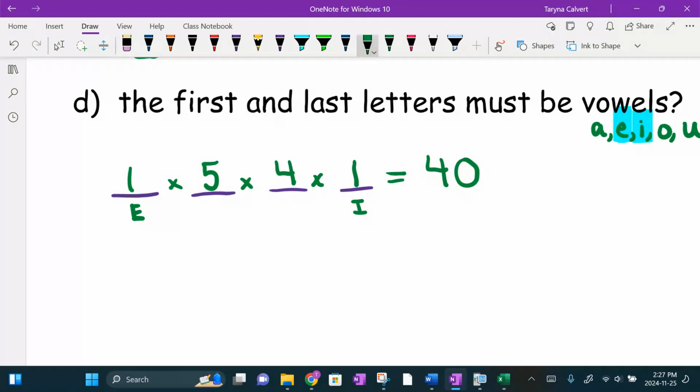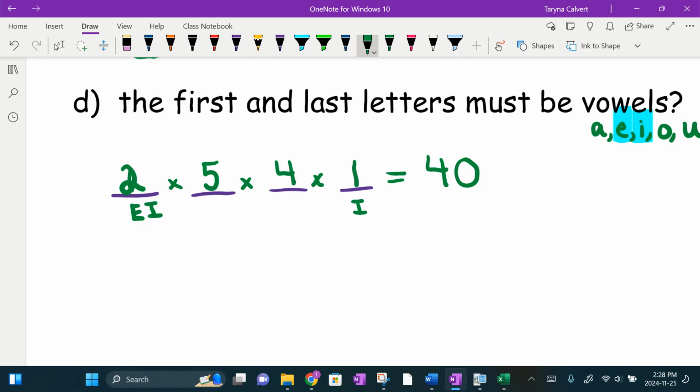But since I did the first one is an E or an I, does it take care of both? Yes. So here I don't have to do 2 cases because I'm saying the first can be an E or an I. So it takes care of both. If it's an E, the last one's an I. If the first one's an I, the last one's an E. So it takes care of both cases there. Does that clear that up?